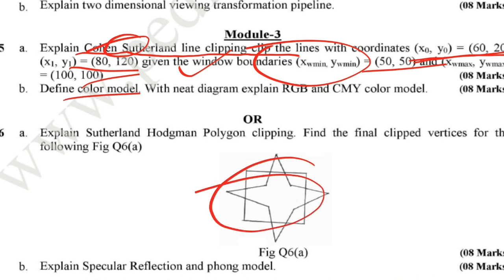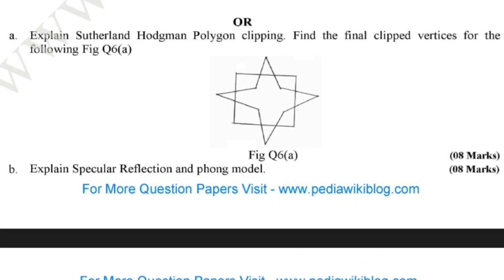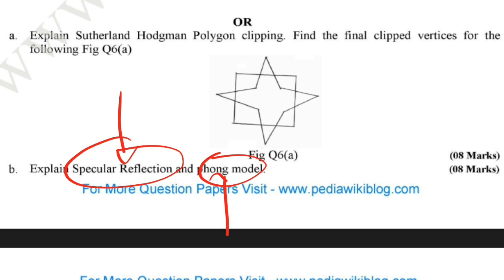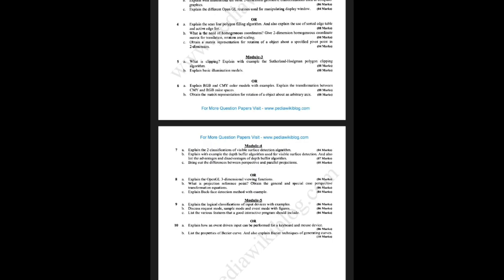Okay, define color model and explain the RGB and CMY. See, these are here also. And specular reflection and the Phong model. Phong model is the last topic. Specular reflection is one of the illumination models. So they have asked specifically this one to explain this one only.